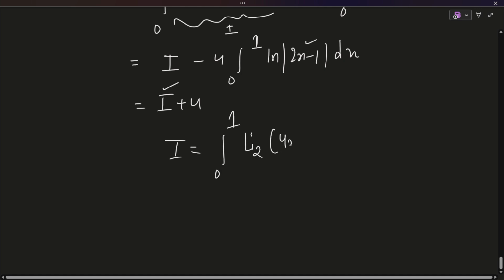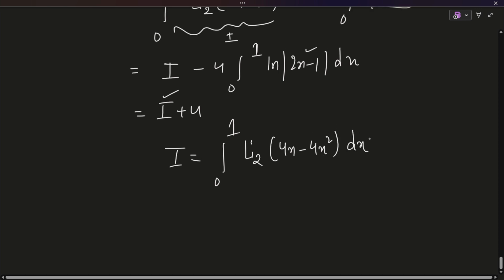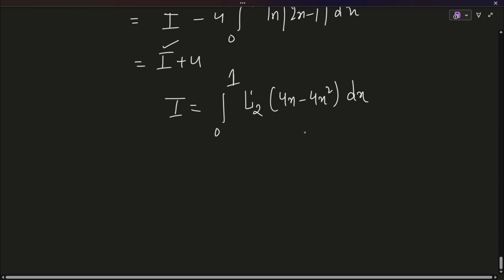The integral from 0 to 1 of the dilogarithm of 4x minus 4x² dx. Okay, so we are trying to find this integral. First, let's make a couple of substitutions because you see this is reminiscent of x equals sin θ. But we'll do one better. We'll write x equals sin² θ. The reason would be pretty clear to you in a moment.